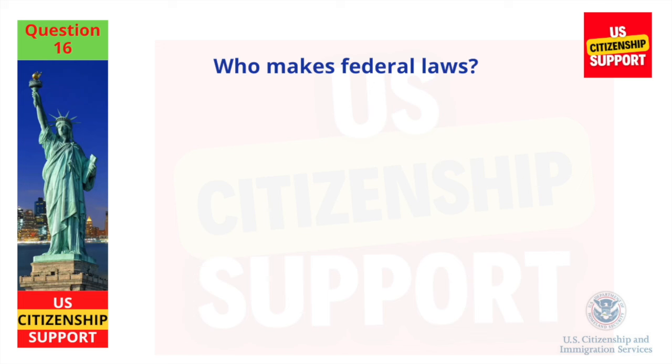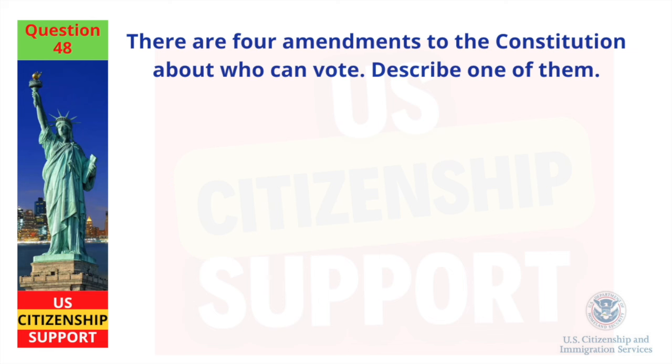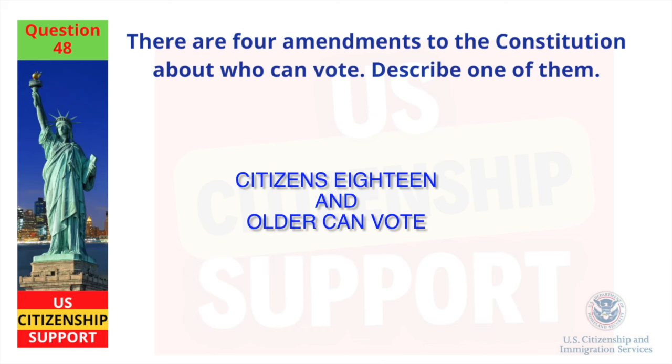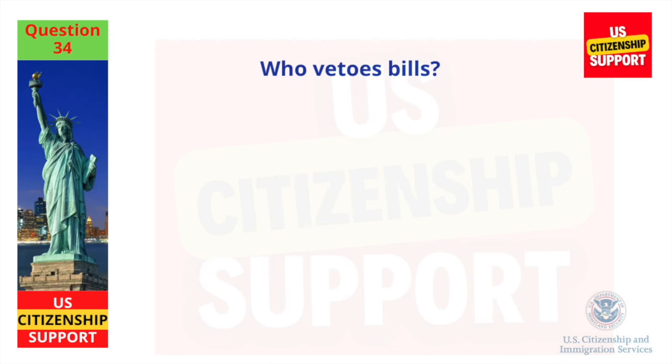Who makes federal laws? Congress. There are 4 amendments to the Constitution about who can vote. Describe one of them. Citizens 18 and older can vote. Who vetoes bills? The President.